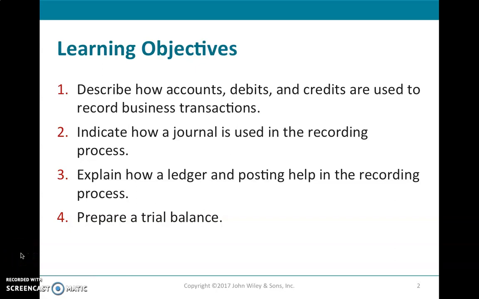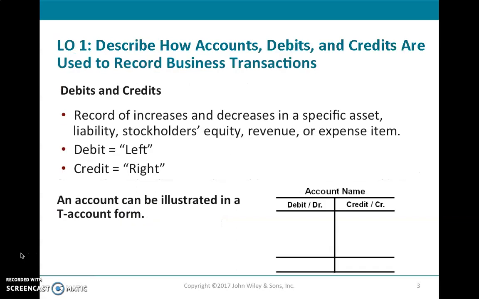Today we're going to go over Chapter 2. The objectives of Chapter 2 are listed on this screen. And the first thing we want to go over is the definition of account and definition of debit and credit. So an account is basically a record of increases and decreases in any asset, liability, common stock, retained earnings, dividend, any types of revenue, and any expenses.